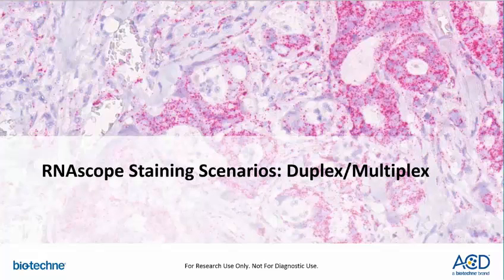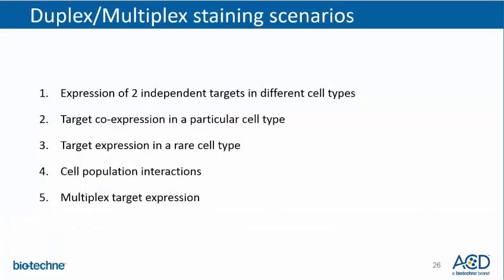Next, we will discuss the data analysis guidelines for the duplex and multiplex scenarios with the expression of 2 or more targets respectively. Here you can see an overview of the 5 different duplex and multiplex RNAscope staining scenarios that we will go over.